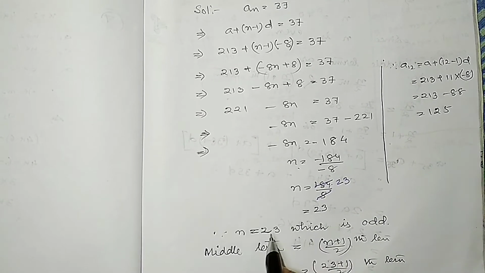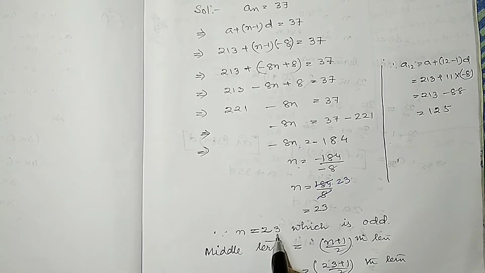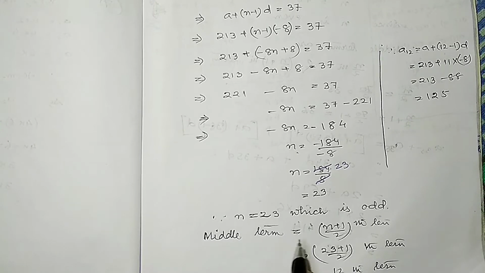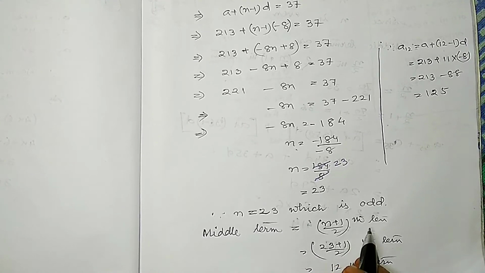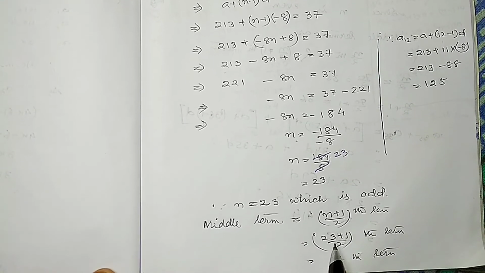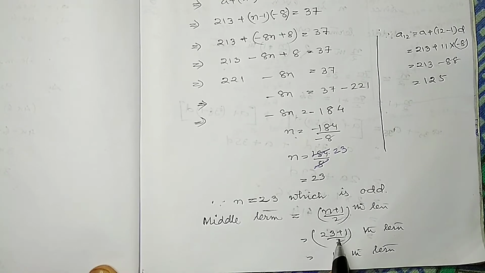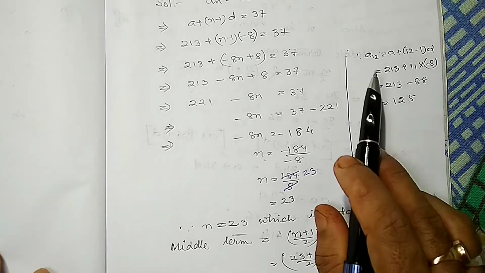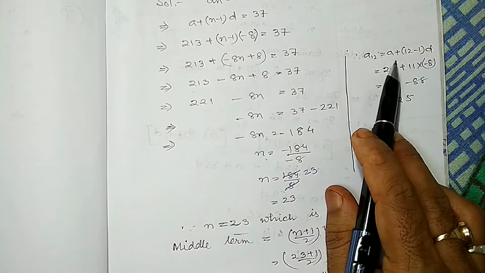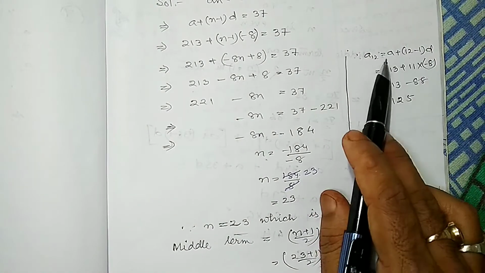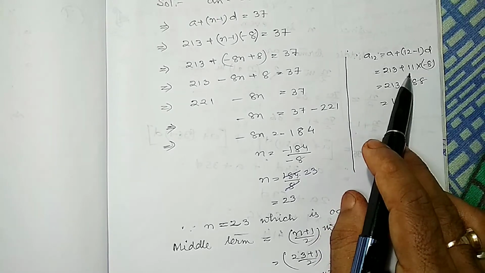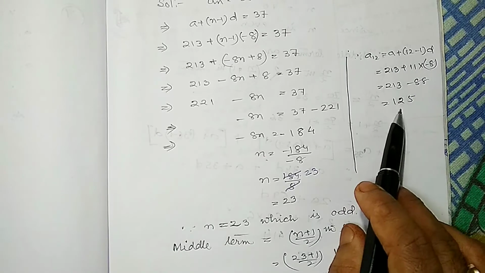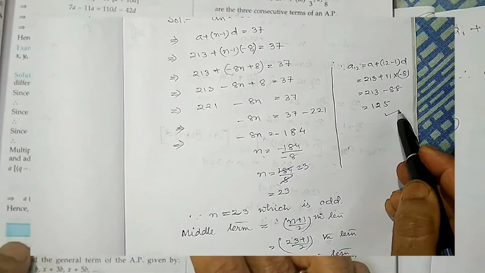Now 23 is an odd number, and as I told you already, if n is odd, then the middle term formula is the (n plus 1) by 2th term. Here n is 23, 23 plus 1 is 24, by 2 is 12. The 12th term will be the middle term, and a12 is a plus (12 minus 1) into d. 12 minus 1 is 11 into d. 213 minus 88, that is 125. 125 is the middle term.